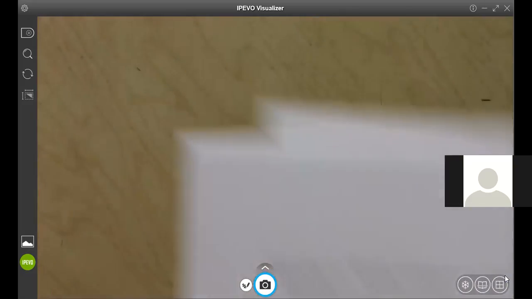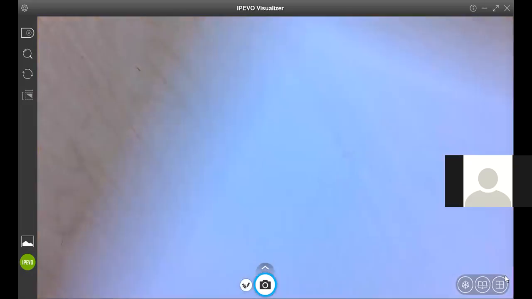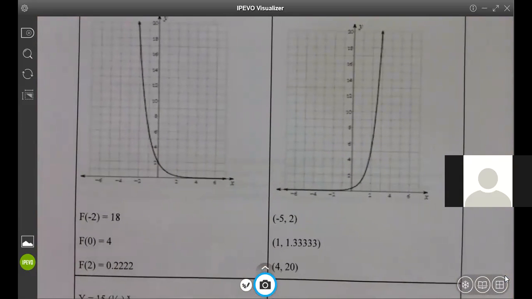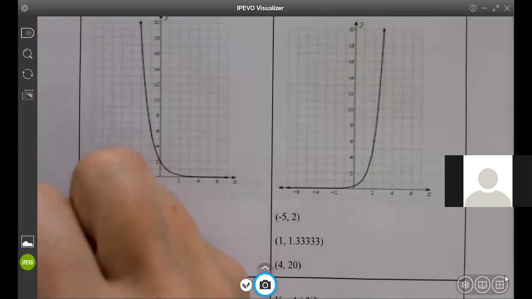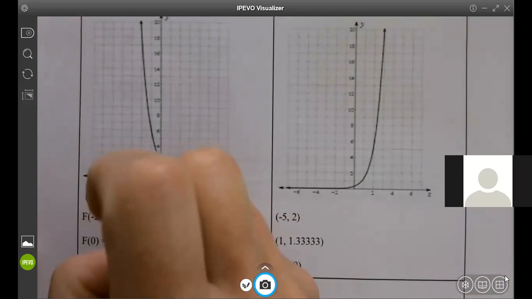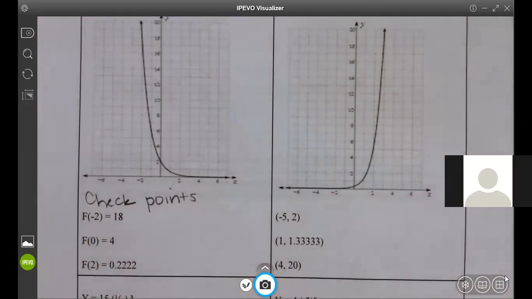All right, so the next part, verify solutions on the graph in the calculator. These will be on your EOC, so you need to make sure that you know how to do them. All you're doing on these is checking the points. So you're going to see if this point is actually on the graph or not.